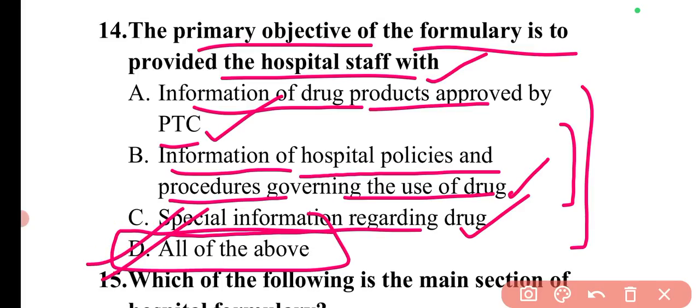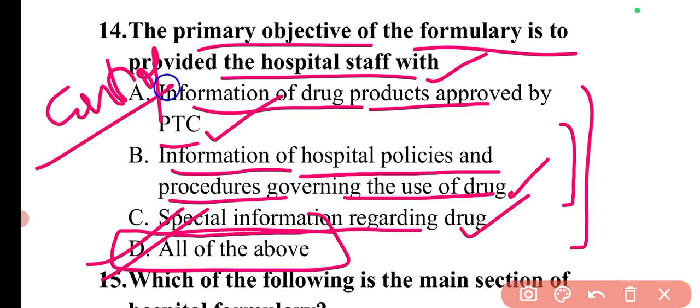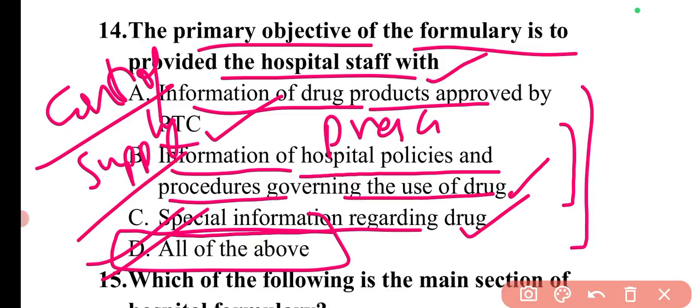So basically the main objective of formulary is not only to control the use of the drug, but also to supply useful information to the prescribers, such as the information that I have mentioned, like information on drug products, information on hospital policies, and special information regarding the drug. So this is also an objective of the hospital formulary.